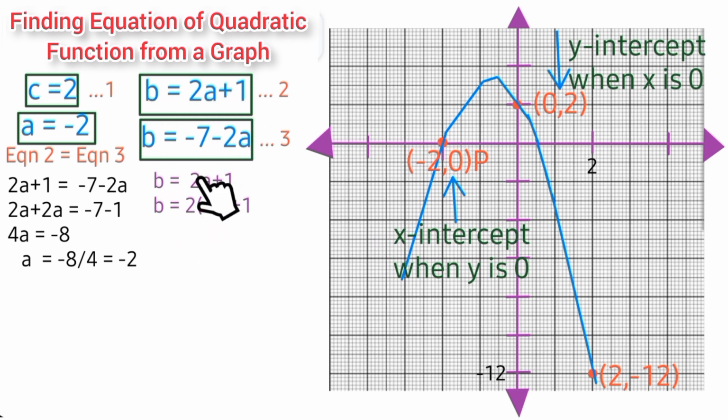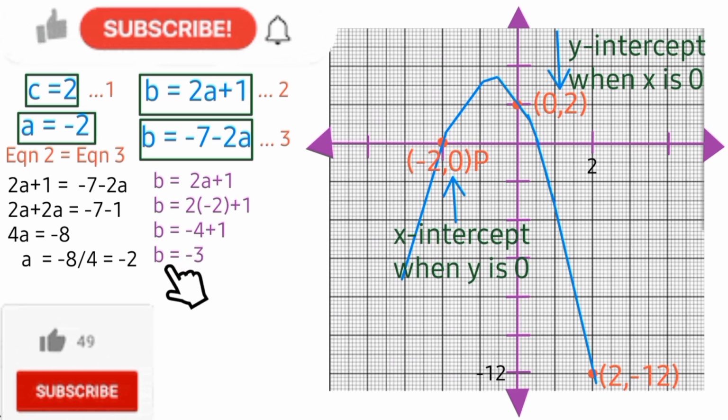So b equals 2 times a value, remember, we got minus 2, then plus 1. So b is equal to 2 times minus 2 gives minus 4 plus 1. Minus 4 plus 1 gives minus 3. So our b value is minus 3.